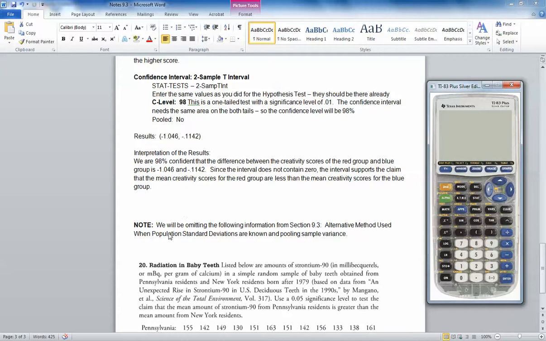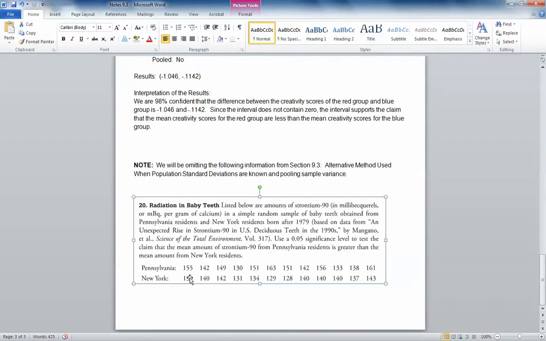All right, so just a note, again, we're going to omit the information from section 9.3, the alternative method used when population standard deviations are known, and pooling sample variances. And I did want to give you one note right here. If you do have a question that has actual data, what we would do is we would list these, determine which one we want to be mean 1, determine what we want to be mean 2, and then we would put sample 1 in list 1, sample 2 in list 2.